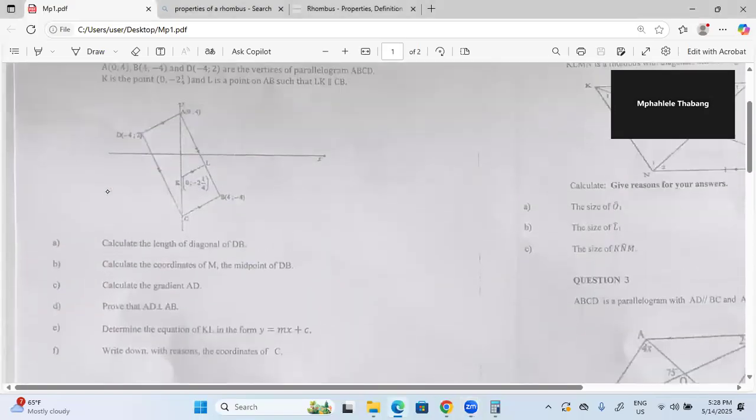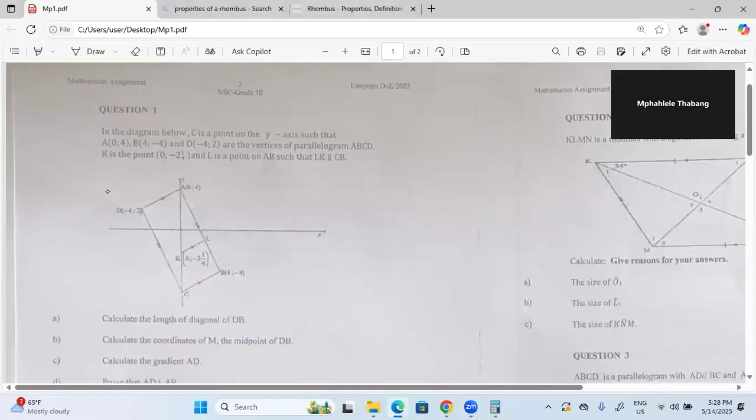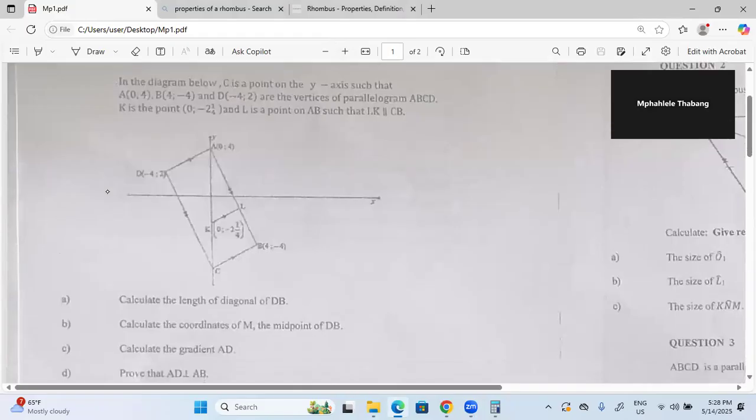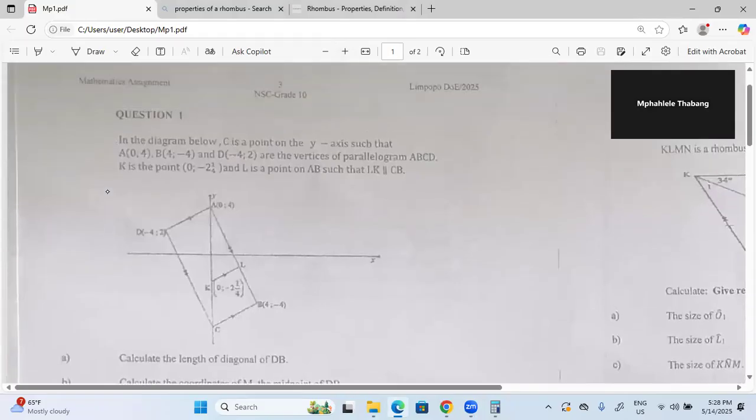Hello, grade 10s. Guys, I want to do this assignment with you. So let's go through your assignment, grade 10s. Let's start with question 1. Let's hear what they are saying about question 1.